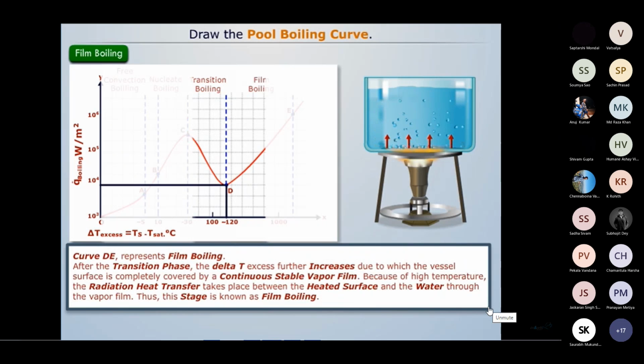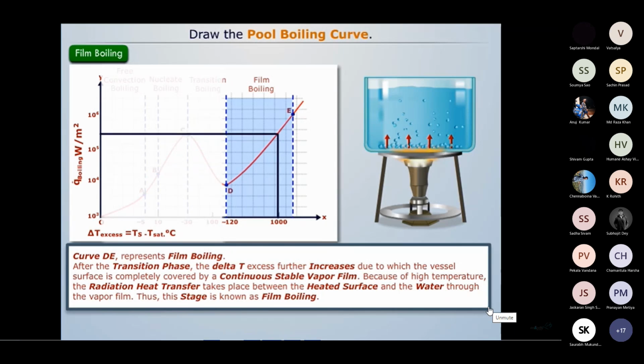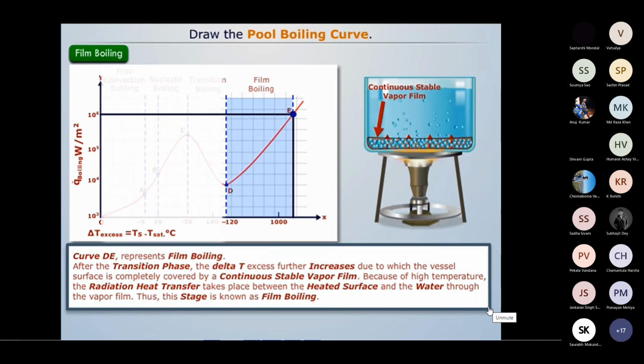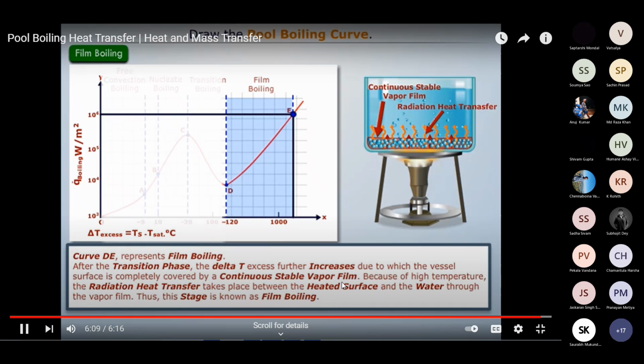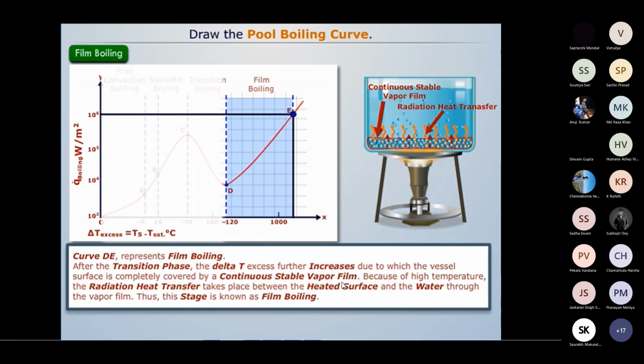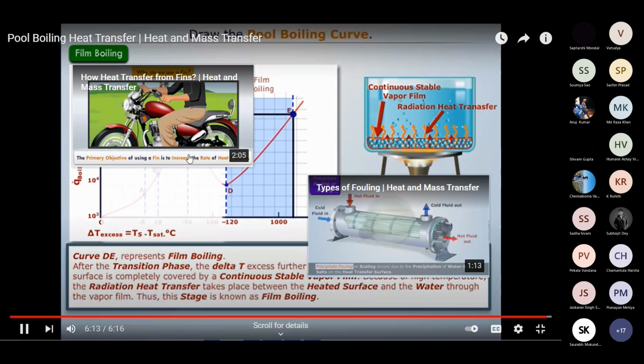Curve DE represents the stage film boiling. We see that after the transition phase, the delta T excess further increases, due to which the vessel surface is completely covered by a continuous stable vapor film. Now, because of high temperature, radiation heat transfer takes place between the heated surface and the water through the vapor film. Thus, this stage is known as film boiling.